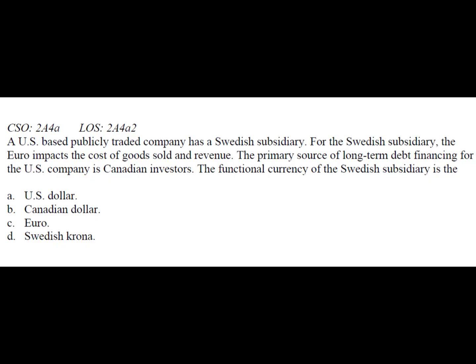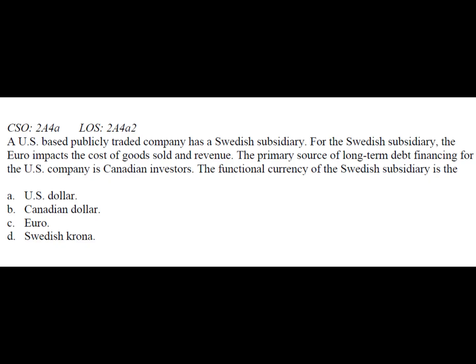A. US dollar. Incorrect. The parent company's reporting currency does not automatically become the subsidiary's functional currency. B. Canadian dollar. Incorrect. The currency of long-term debt financing is not the determining factor for functional currency.